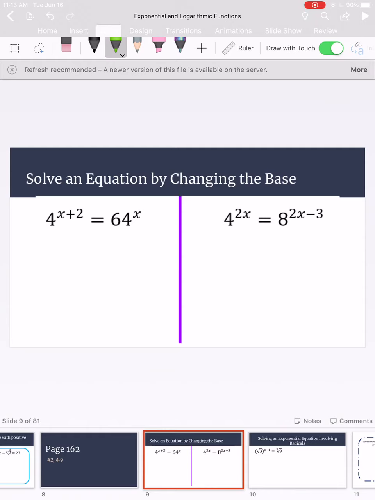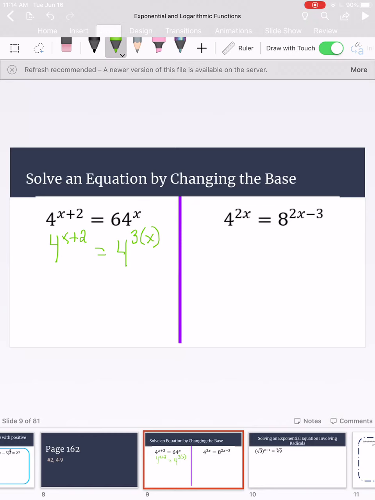To start with, we need to make sure that both exponents have the same base. So in our first question, we're going to keep the 4 to the power of x plus 2. But the 64, we're going to replace with 4 to the exponent of 3. So now I have the same base.